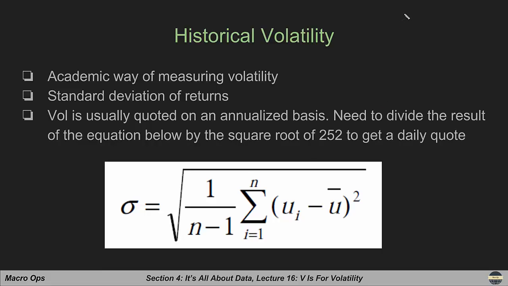So for example, let's say the VIX is quoting 15%. To get the expected daily move of the S&P 500, we'd have to divide that by the square root of 252 because there's 252 trading days in the year. And the square root of 252 is about 15.87. So this equals roughly 0.945%. And so that would be the daily expected move of the S&P with the VIX at 15%. So that's just a little something to keep in mind when you're reading historical volatility.